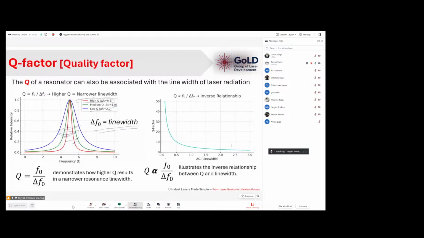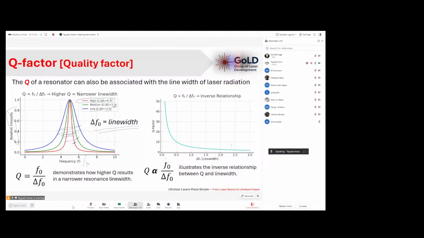So this spectrum shows the relation between the frequency or the wavelength on this side, and the relative or normalized intensity here. It shows that the line width increases if the Q value decreases. So at high Q value, the line width will be much narrower.